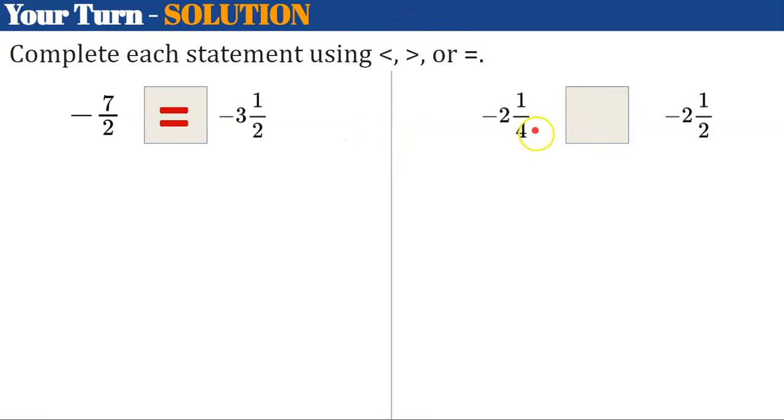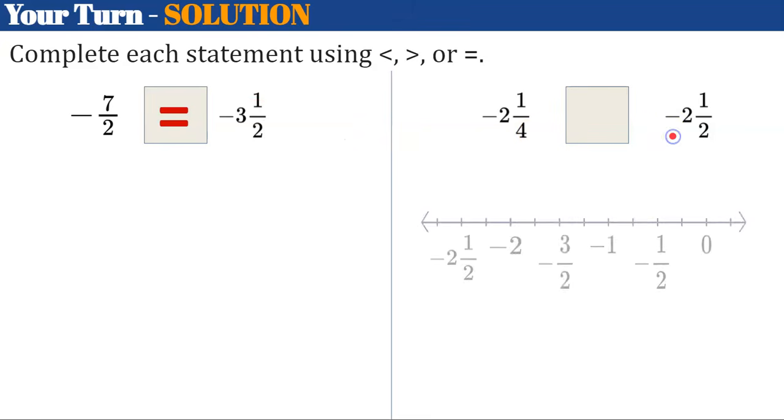Now I'm looking at -2 1/4 and -2 1/2. I'm going to use my number line. -2 1/4, I go over from 0 to -2, and I go 1/4. And so here's my value, -2 1/4. And then -2 1/2 is right here. And this is my first value. So I'm stating that -2 1/4 is greater than -2 1/2 because there's no other point plotted between it and the greater than part.